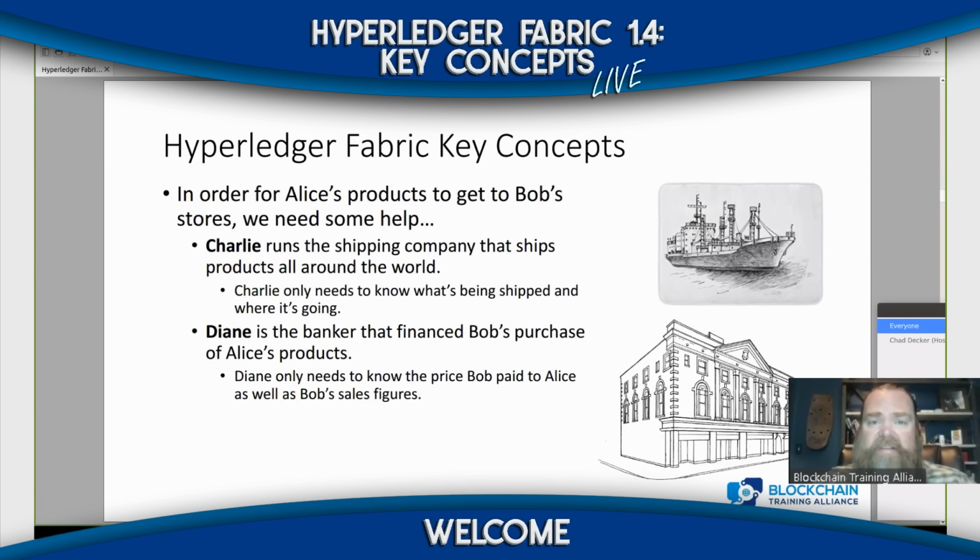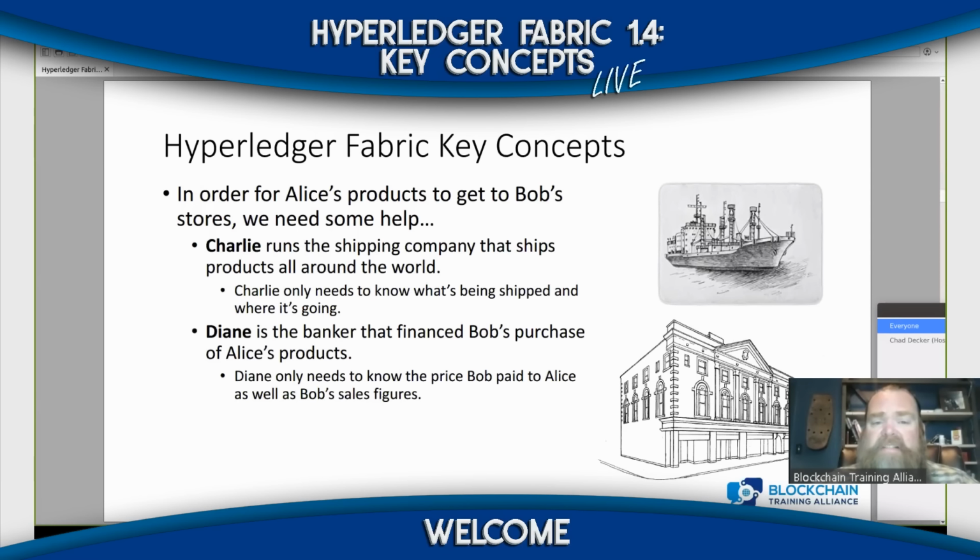Charlie does not need to know all of the information about the transactions between Alice and Bob. The only thing Charlie cares about is what's being shipped and where is it going. What do I need to pick up from Alice's factory and where do I need to send it? Anything else Charlie doesn't need to worry about. So that special price that Bob negotiated with Alice, Charlie doesn't need to know anything about that. The payment terms that they worked out, Charlie doesn't need to know anything about that.